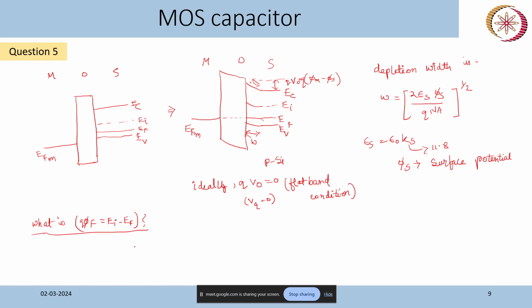So what is the formula? Q phi f equals Ei minus Ef, which equals kT ln of Na by Ni, which is 0.026 ln of 10 to the power 18 by 10 to the power 10, so it is 10 to the power 8, and the unit is electron volt.